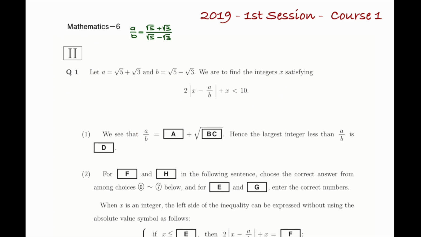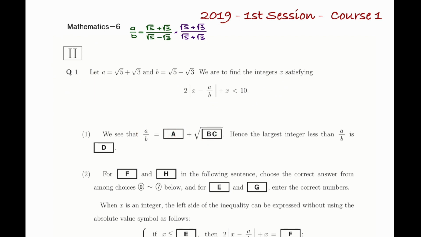By rationalizing the denominator, of course, we have to multiply both numerator and denominator by the conjugate of the denominator, which is square root of 5 plus square root of 3 over square root of 5 plus square root of 3. And then by expanding the numerator and denominator, I think we will get a, b, and c here.